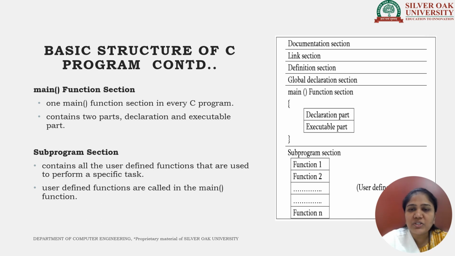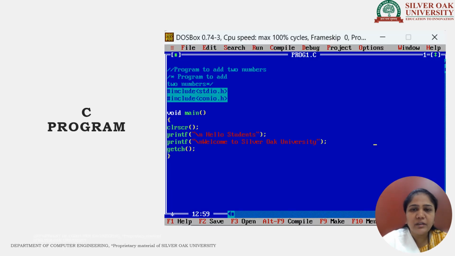And the sub-program section is optional. If we want to make our own user-defined function, we can write it over there. Now let us see an example of a C program. Over here, you can see I have written a C program in Turbo C. The very first line you can see is a comment. Single line comments and multiple line comments we can use.